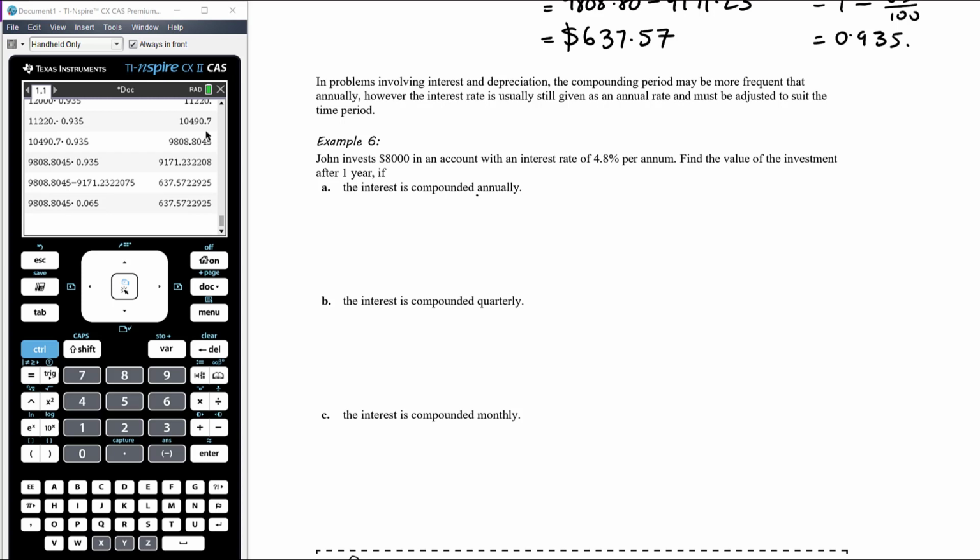Okay, so when we're compounding annually, N is in years in our formula. And then we want our interest rate to be per annum. So the interest rate is 4.8% per annum, which means that R is going to be 4.8. And that means that capital R is 1 plus 4.8 over 100, which is 1.048. So that's that increase of 4.8%. So we know that here our initial value is 8,000.